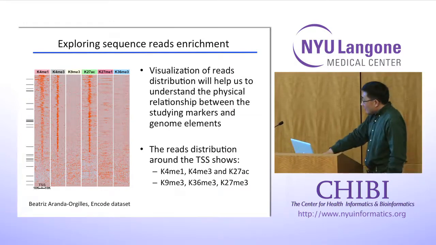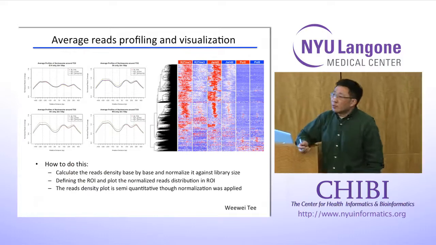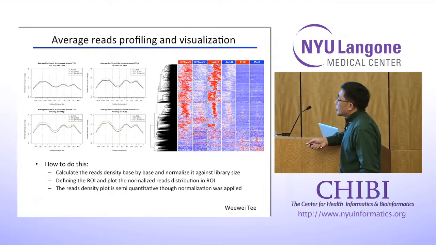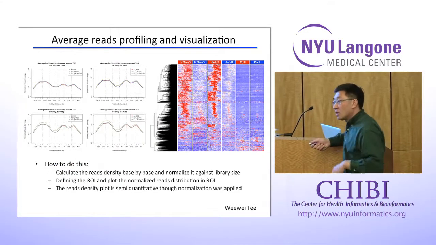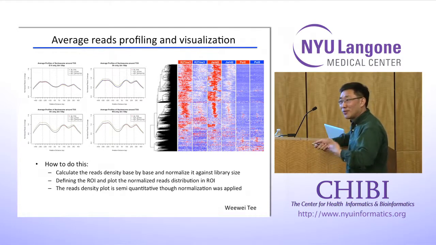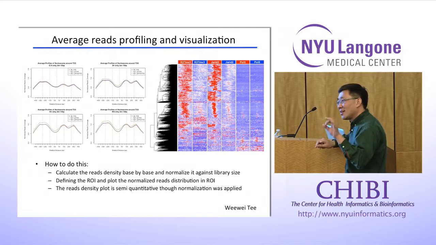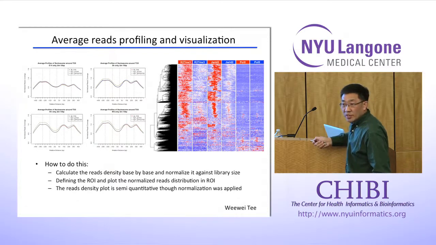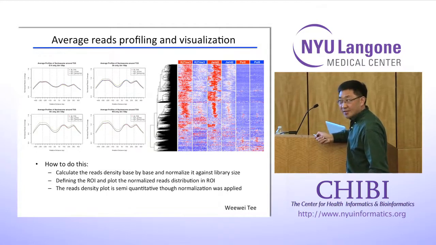Other times, people would like to know the average distribution of the reads. This type of work really helps people understand broadly what their protein is doing. So how do we do that? First, we need to calculate the read density base by base and normalize that against the library size. Then we define the region of interest and plot that normalized read distribution in that region.